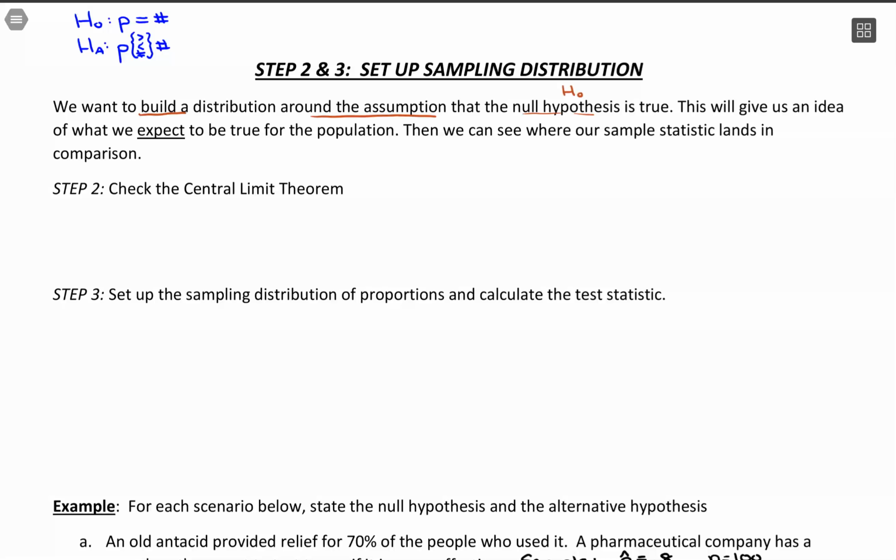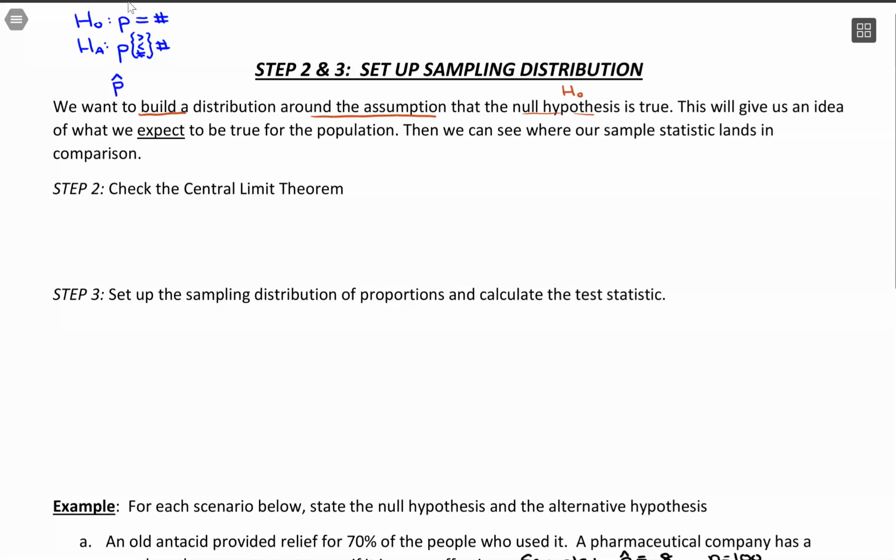Then the other piece of information that they'll give you is information for a sample statistic. So all of this you'll have at the beginning of the problem, and from here on out, we use those pieces to see how extreme that single sample statistic is compared to what we're assuming is true.